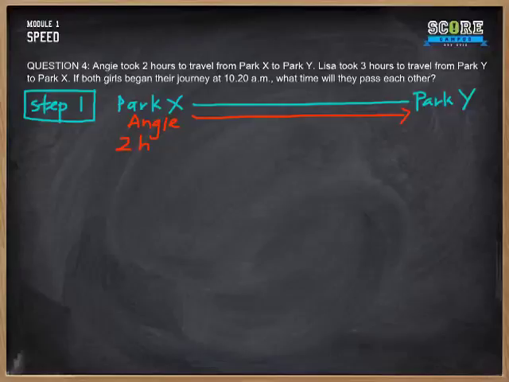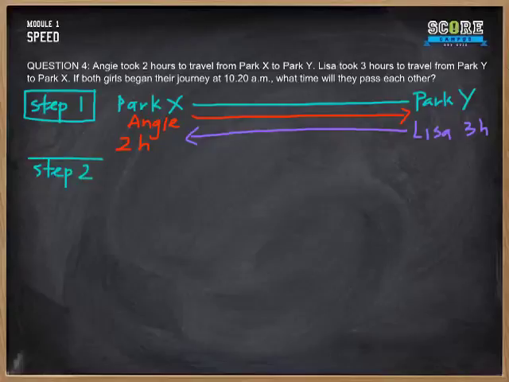Let's do Lisa now. Lisa goes from Y to X and she takes 3 hours. We covered a similar problem like this earlier. At some point, they are going to meet each other along this journey, and when they do meet, they would have covered the whole distance. And that's the key to figuring out the answer to a problem such as this.